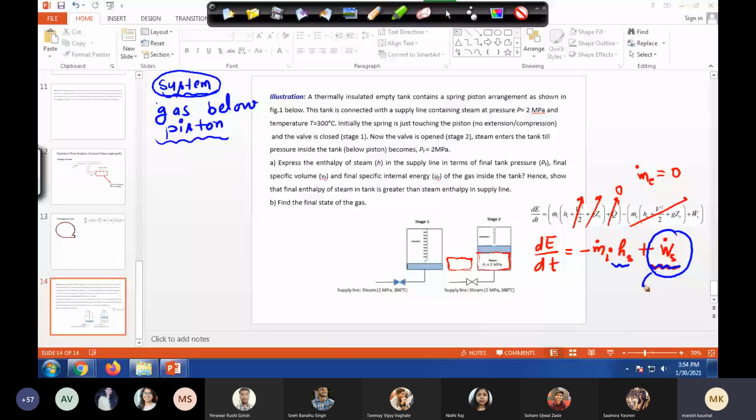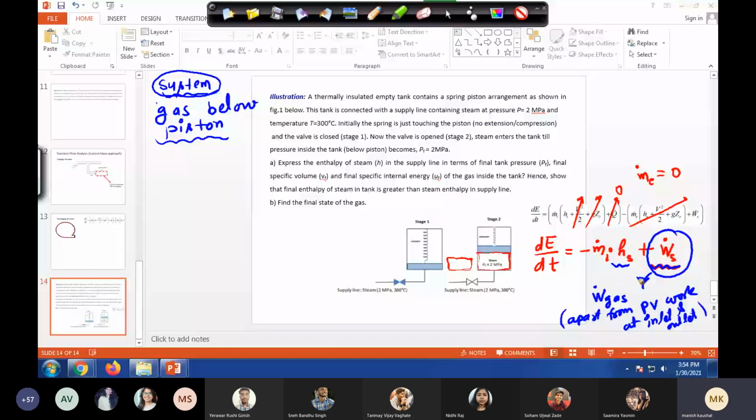This is W by gas, apart from PV work at inlet and outlet, because that information is hidden in enthalpy. So if you don't want to say it's shaft work, no problem. You say it's simply work done by gas, because if gas is working, you have to count that energy. Okay, fine. Great.